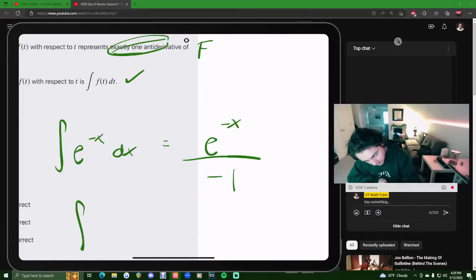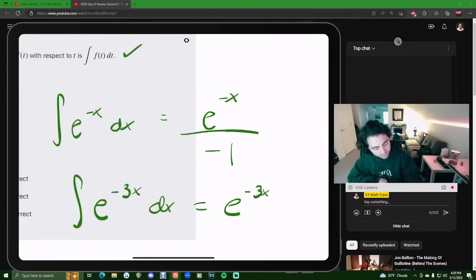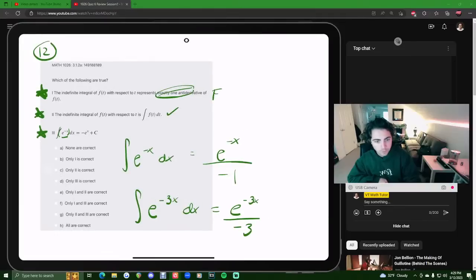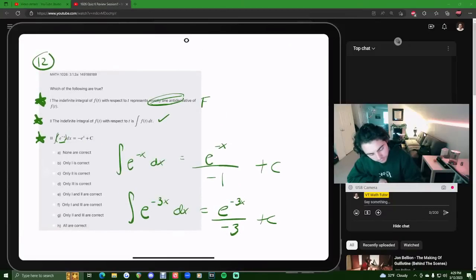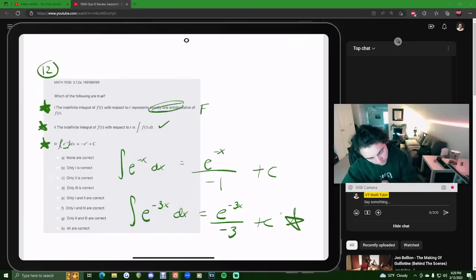is. For example, had it been e to the negative 3x, the antiderivative would be the same exact function, e to the negative 3x, but then we divide by -3. Okay? And of course, we'd add plus c on both those. So this was just a random example here, right? Just to show that rule.